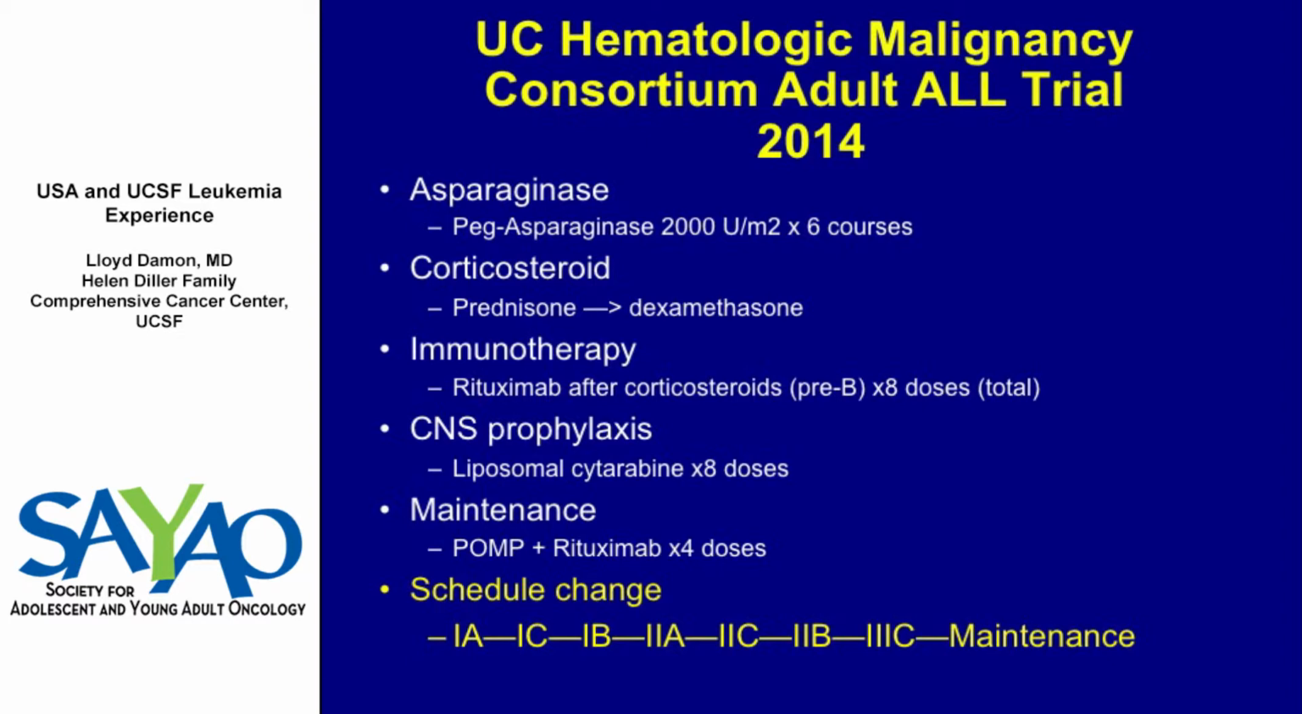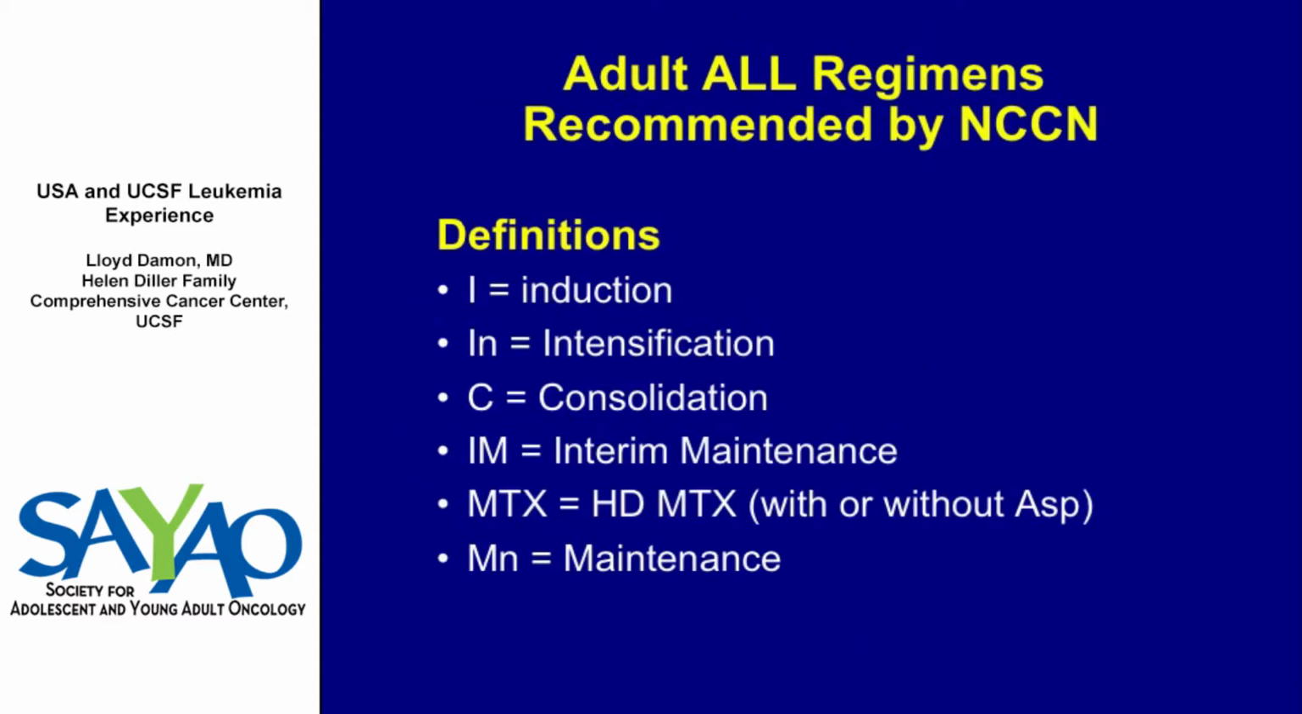Our CNS prophylaxis will switch. We're going to use liposomal cytarabine for 8 doses. We've learned from other investigators not to give it during high-dose cytarabine modules. We decided to take a more traditional maintenance with POMP and incorporating 4 doses rituximab in B lineage. So the schedule change compared to 8707 is now 1A, 1C, B, A, C, B, C maintenance.